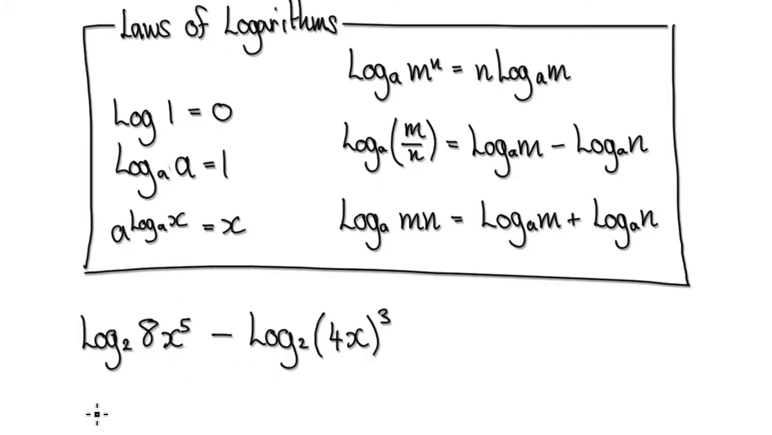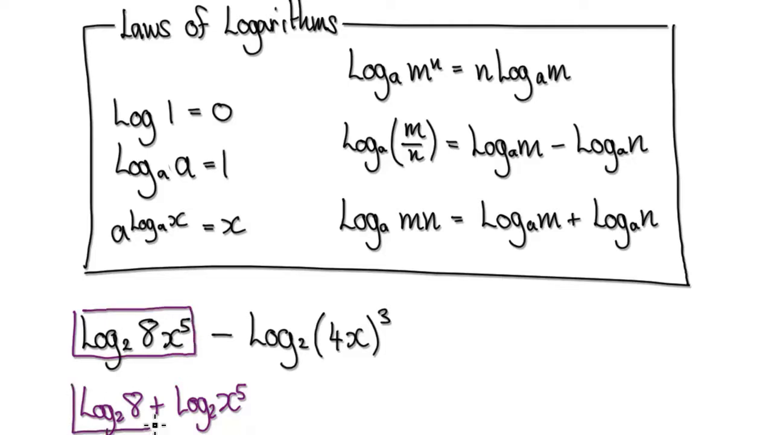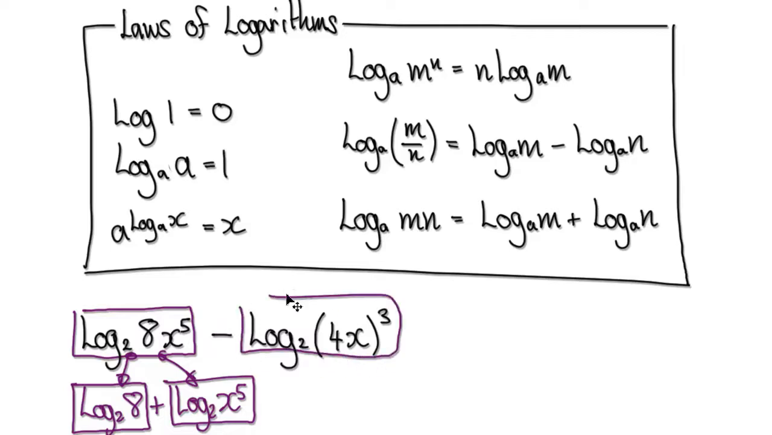That would then become one block of log base 2 of 8 plus log base 2 of x to the power 5. So you can break this block up as one block plus another block. And then this thing here, you remember the minus is on the outside of this block. So let's do this. Minus is on the outside. So it would be something like this.